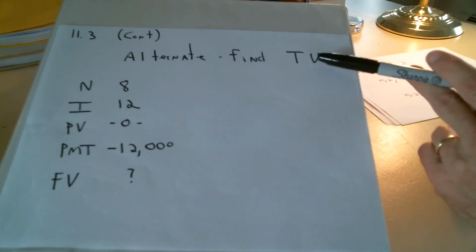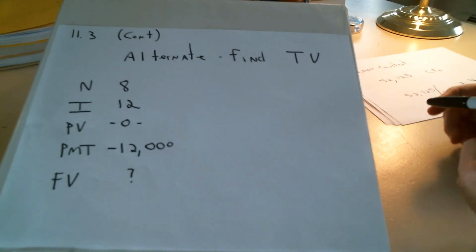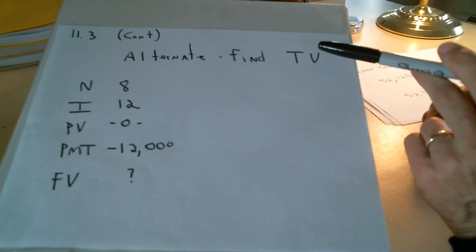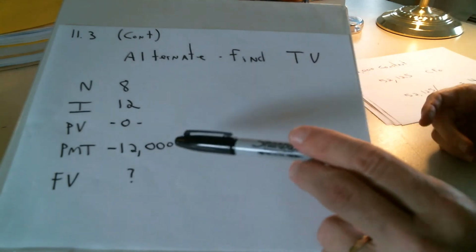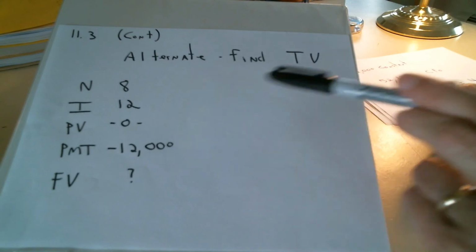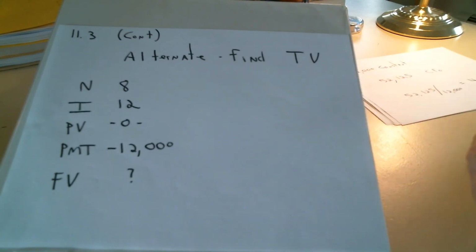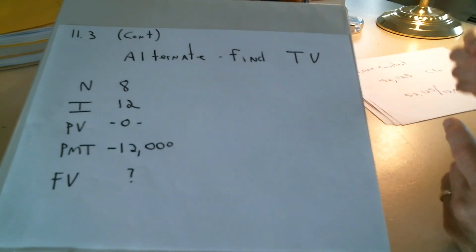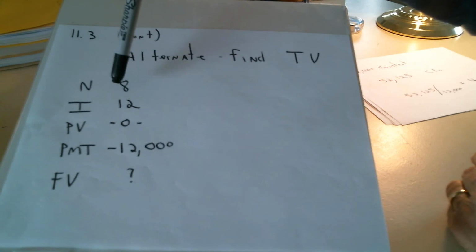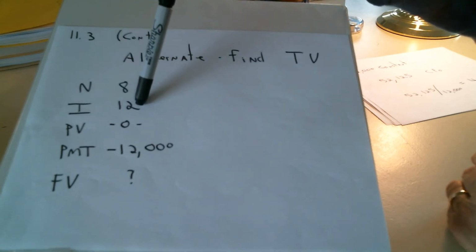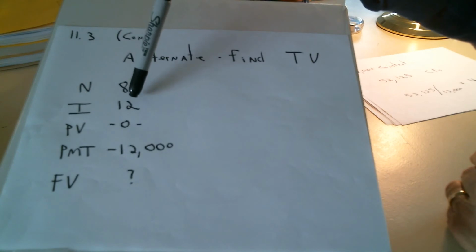There are a couple ways here to find the TV. Everything else we have. The terminal value, we can actually treat it as an annuity, okay? Because it's $12,000 each year, so that's a consistent payment. We can plug that in as we've done before as an annuity. N is 8. 12 is the cost of capital, weighted average cost of capital.